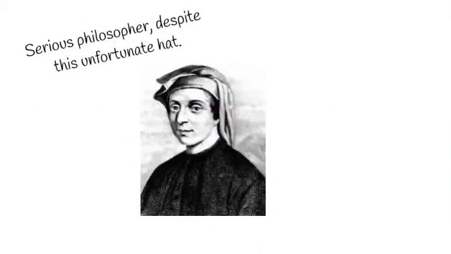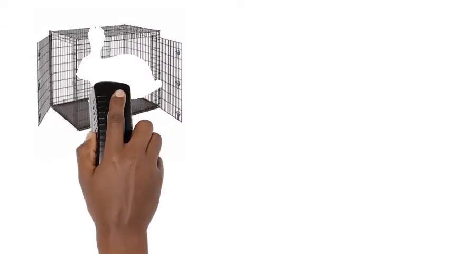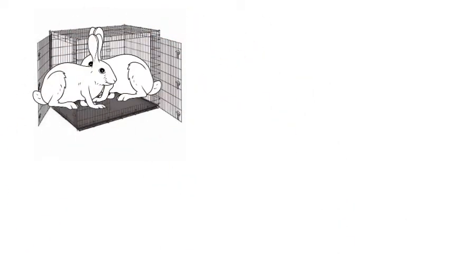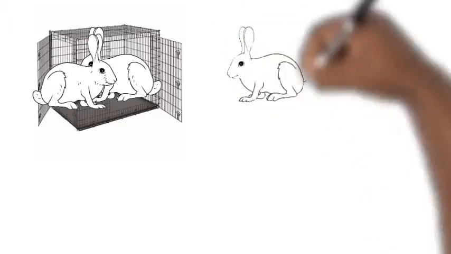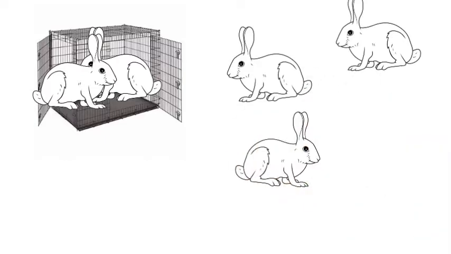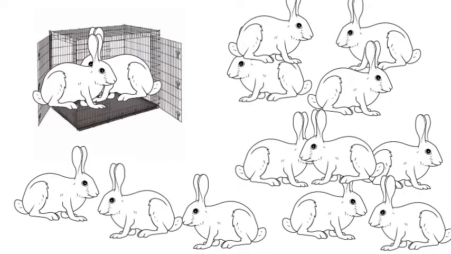Fibonacci was quite the philosopher, and he posed this question to himself. A certain man put a pair of rabbits in a place surrounded on all sides by a wall. How many pairs of rabbits can be produced from that pair in a year if it is supposed that every month each pair makes a new pair, which from the second month on becomes productive? How many pairs of rabbits do you have in 1 year?